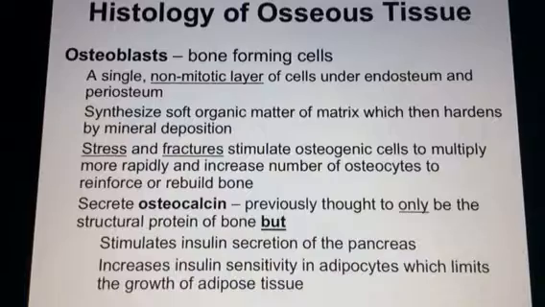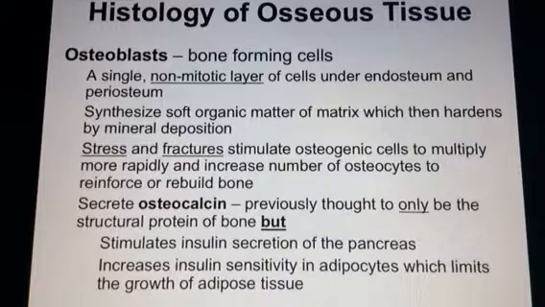Okay, osteoblasts are bone-forming cells. So they make a single non-mitotic layer of cells, so not dividing, under the endosteum and the periosteum. And they help synthesize the organic matter of the matrix, which then hardens by mineral deposition. And we'll talk about deposition and resorption in a separate video. So for now, just be memorizing how you're going to remember each type of these cells, and then their functions are going to make sense a little later.